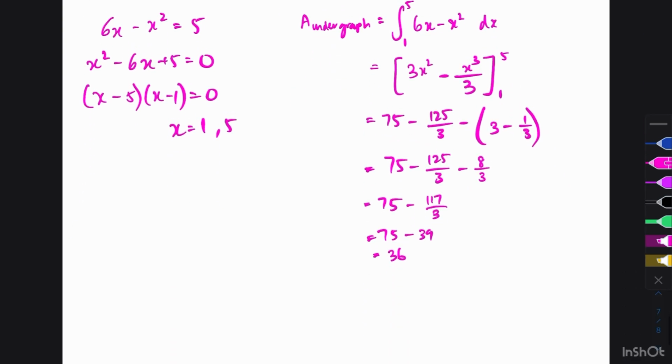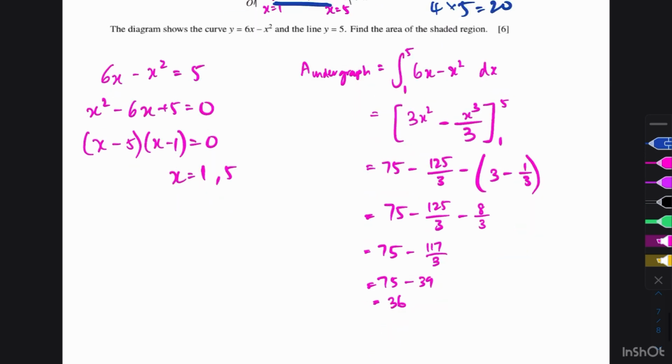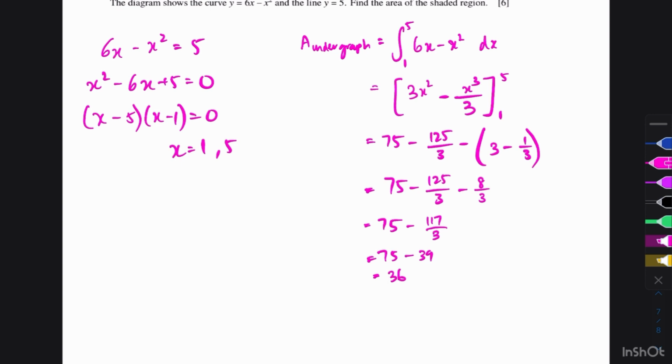So now what we're going to do is find the area of the rectangle. So we're just going to find this blue area. Now this shouldn't be too hard because it's just length times width. So the length is 4 because it's from 1 to 5, and the width is 5 because y equals 5 at this line. So 4 times 5 is 20. Cool. So then we can write A shaded equals 36 minus 20, which is 16. Cool.